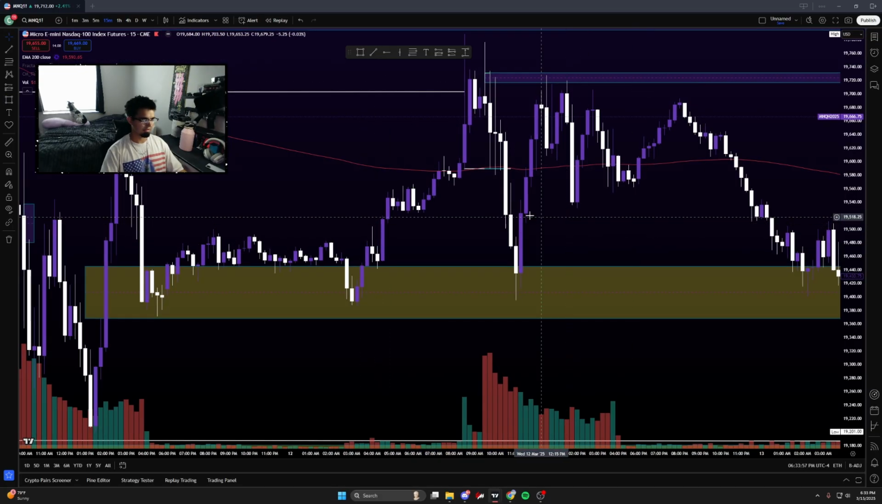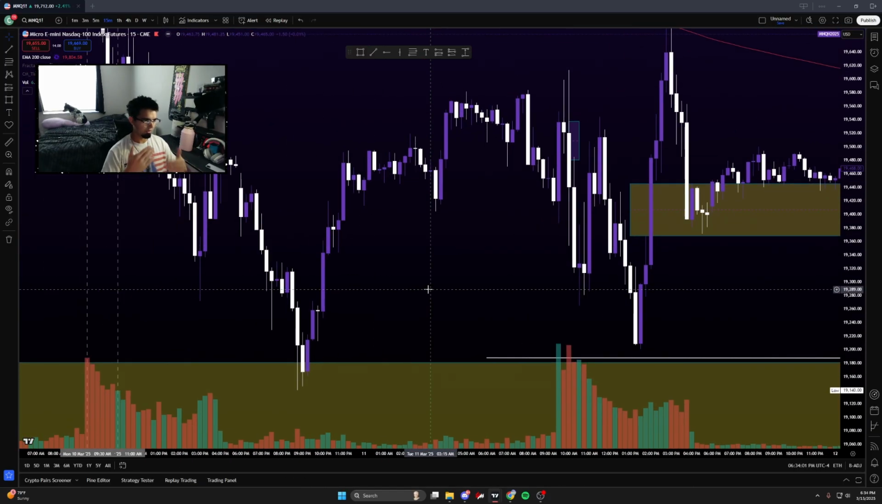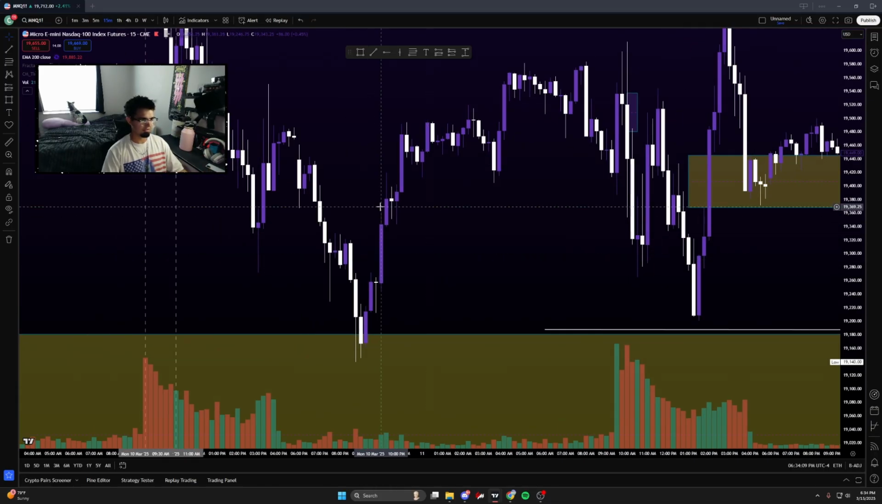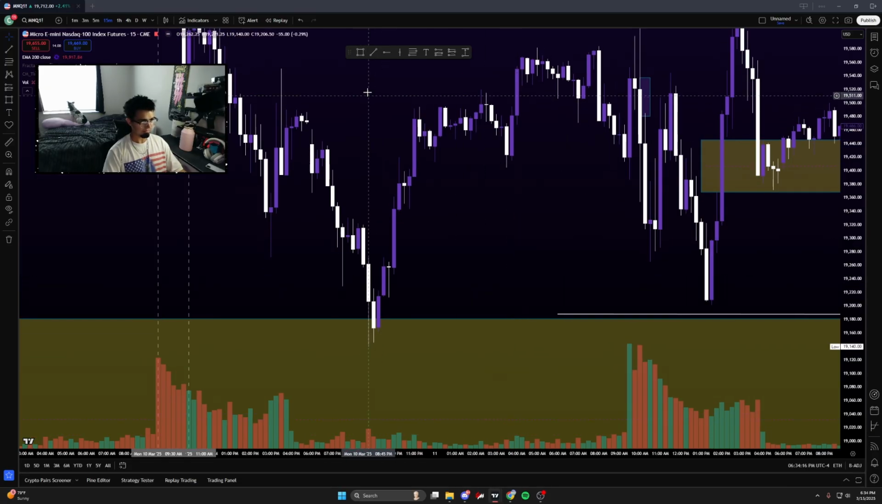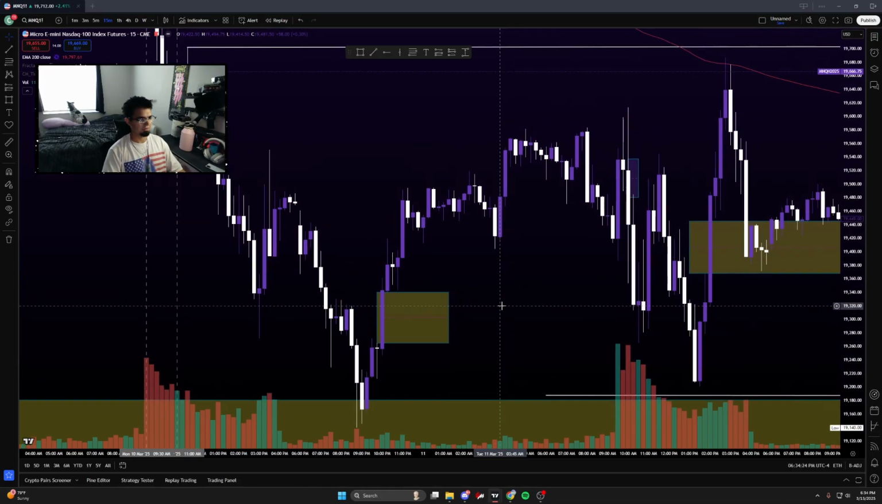It's as simple as that. Just learn it, do it over and over and over again. It will literally brainwash your eyes to just see this. There's no other way to put it. The more you mark these out, the easier it will be for you to see this. Like, bam, right here, another fair value gap. It's hard for me not to see nowadays because I've been doing this for so long.